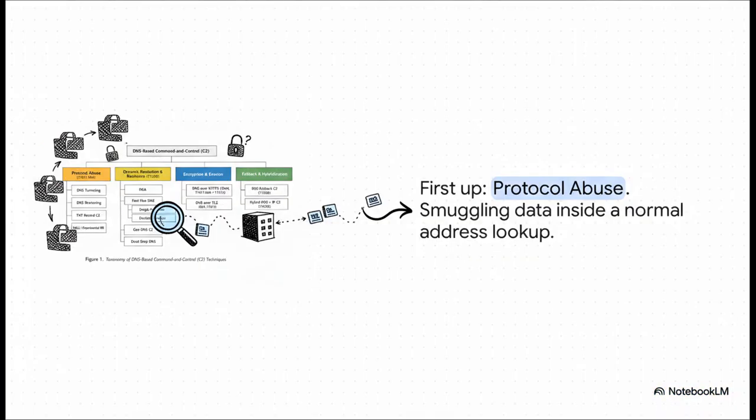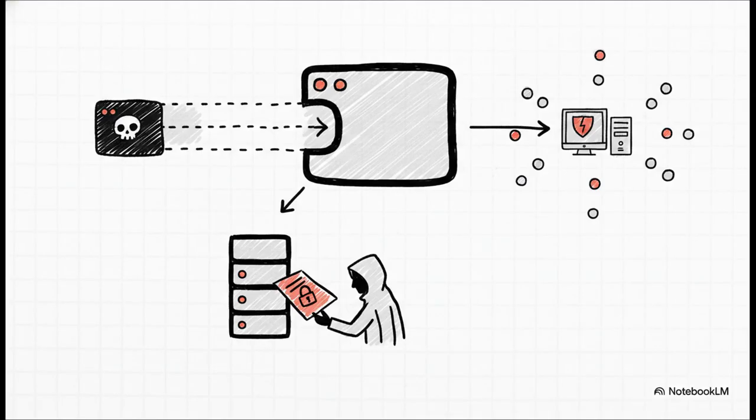We're starting right here with protocol abuse. This is all about smuggling data inside what looks like a totally normal address lookup. So how does this work in practice? Well, with something called DNS tunneling, they encode commands into these really long, weird-looking domain names. It's like sending a secret message one letter at a time. Or they might use special record types like TXT records. Think of those as a little blank note field in the DNS address book, a perfect covert mailbox for dropping off instructions. No matter the method, the goal's always the same: make the bad stuff look like boring everyday traffic.